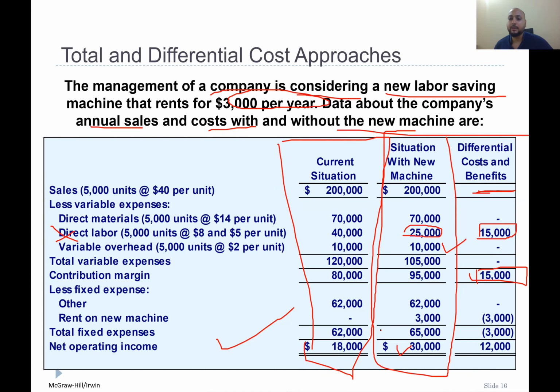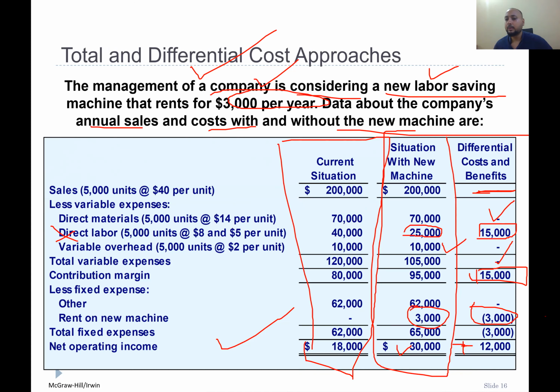What are the other costs? Fixed expenses remain the same, except we now have to pay fixed rent expense of 3,000. Right? So 3,000 is a new cost that would be added. So what is the benefit of having this new machine? That you are saving labor cost 15,000 and only replacing it with 3,000 per year rent, and due to that you are having an increase in your profit of 12,000.